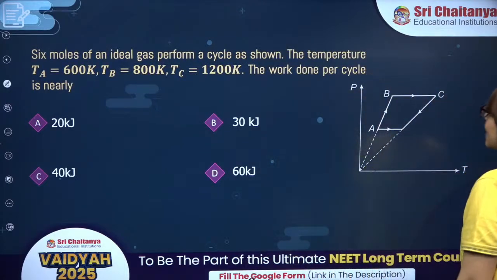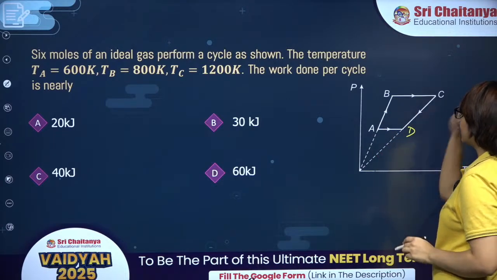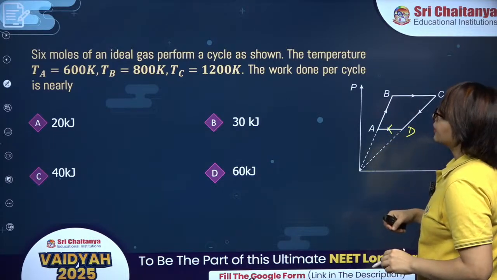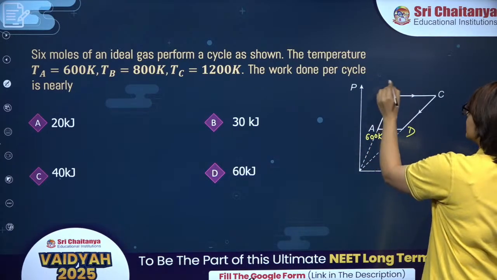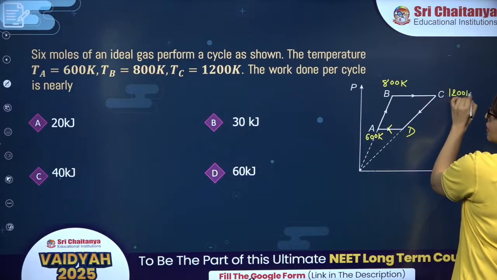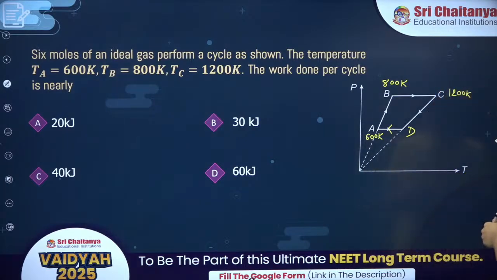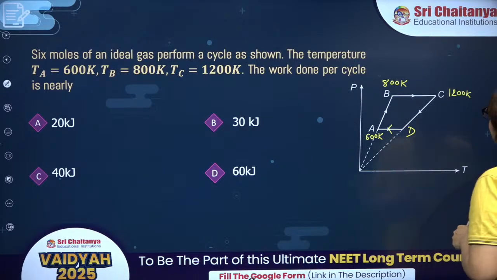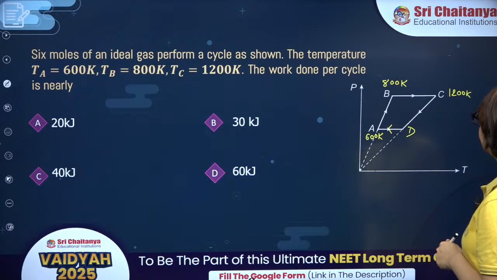6 moles of an ideal gas perform a cycle like this: AB, BC, CD, DA is the cycle over here. The temperature TA is 600 Kelvin, the temperature TB is 800 Kelvin, TC is 1200 Kelvin, and we have to find the work done per cycle, nearly. I think the temperature TD is missing over here.